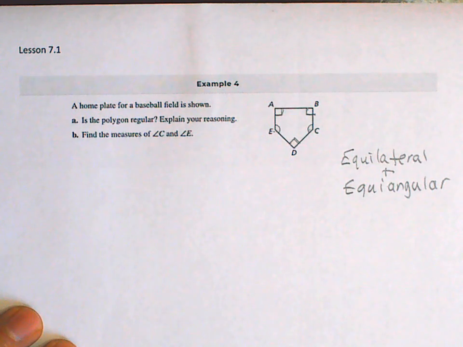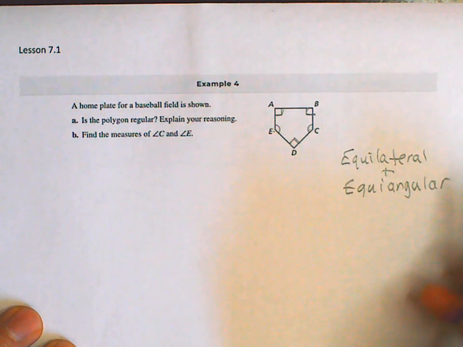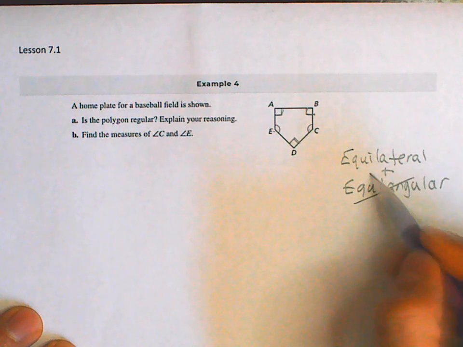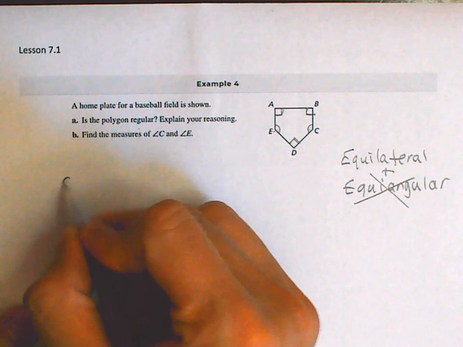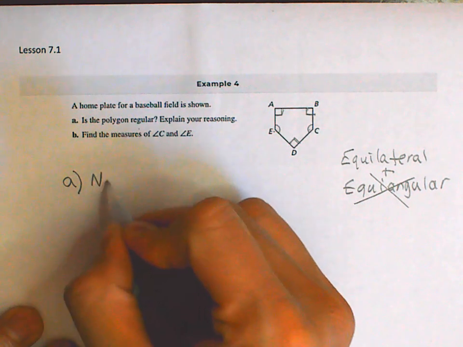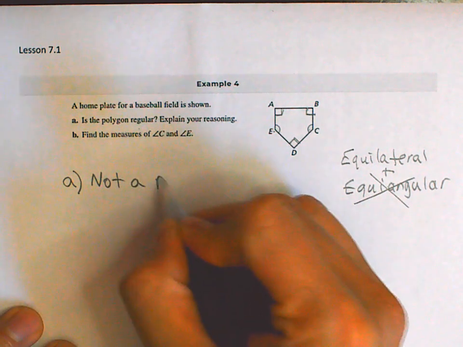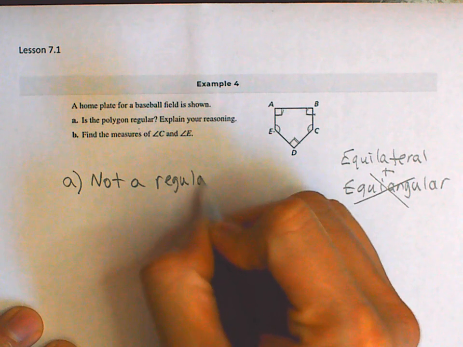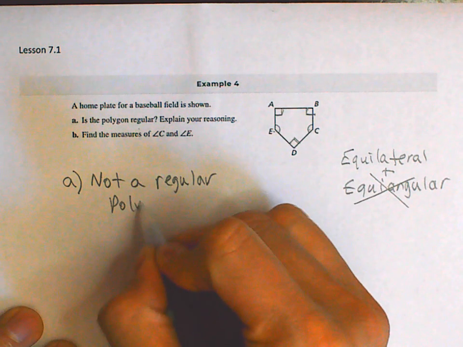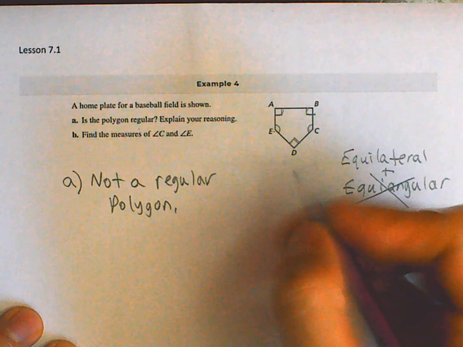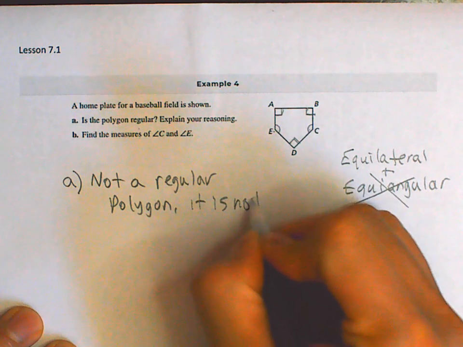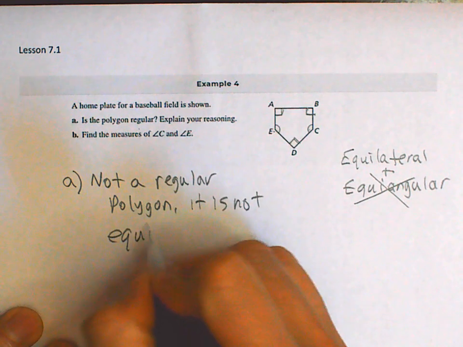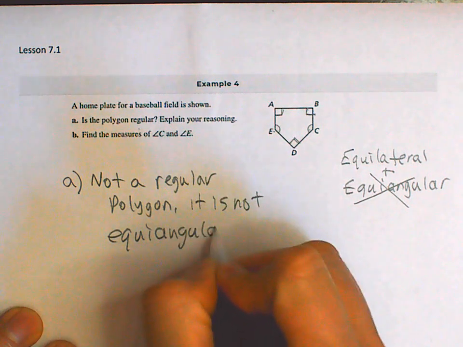If it does not satisfy either one of those two, then it's not going to be regular. So in this case, all 5 of the angles are not the same. So therefore, it is not a regular polygon. So for A, you can just say that it is not a regular polygon. And for Y, you can just say that it is not equiangular.